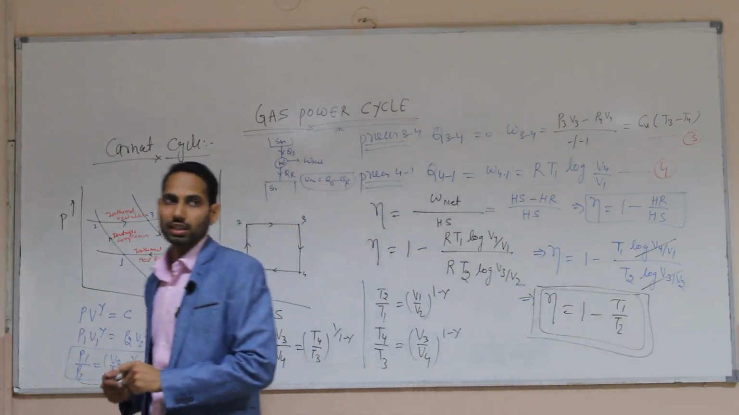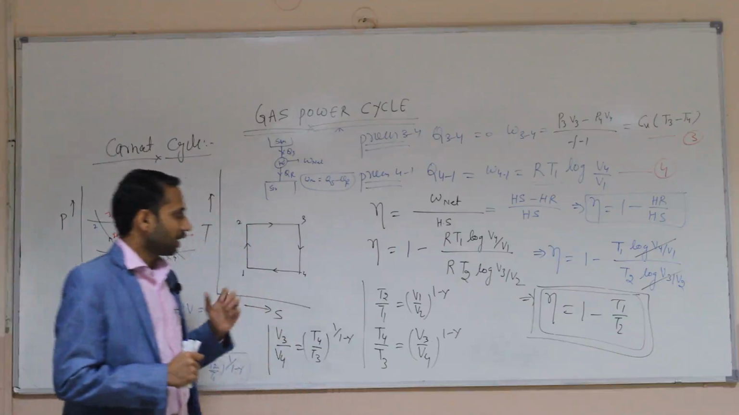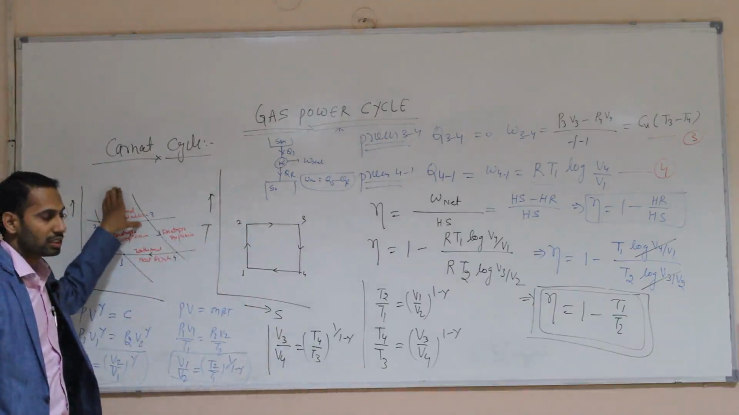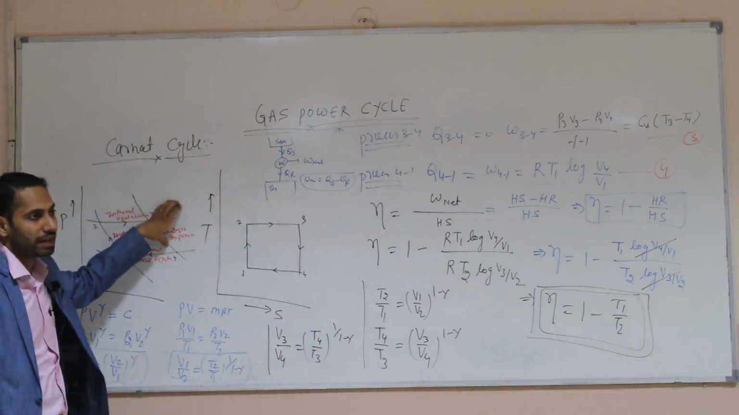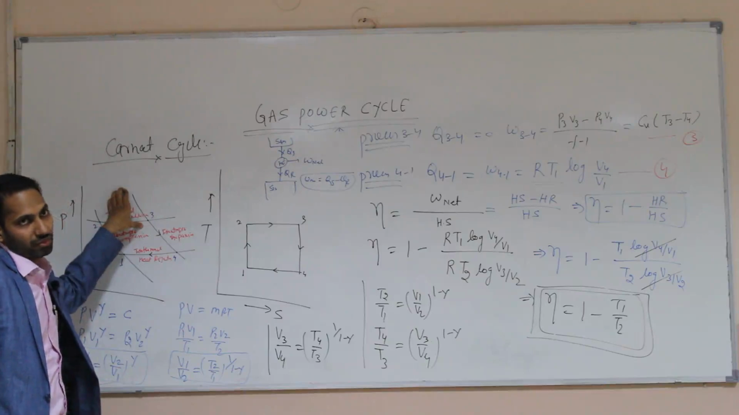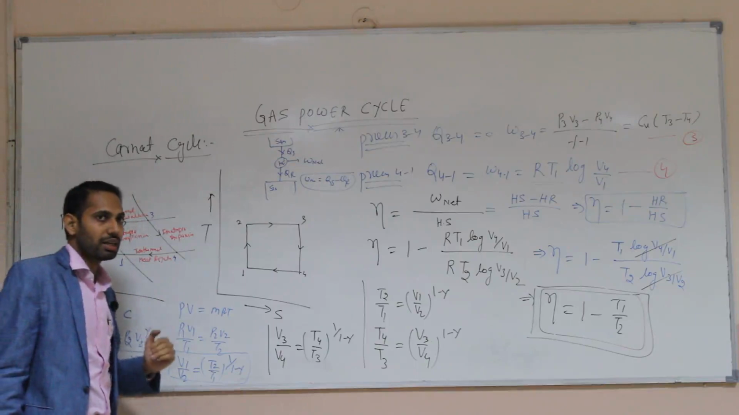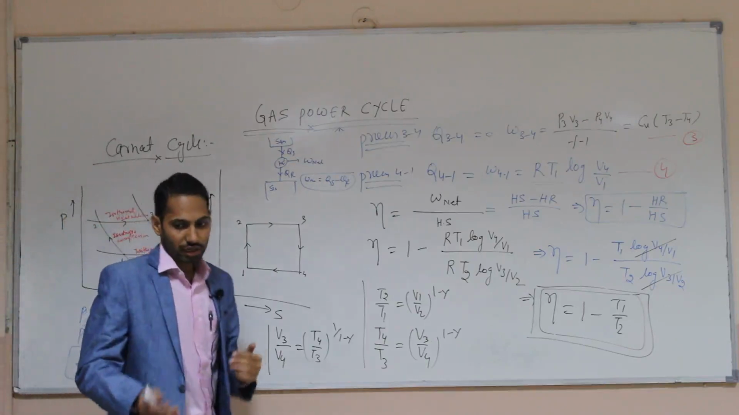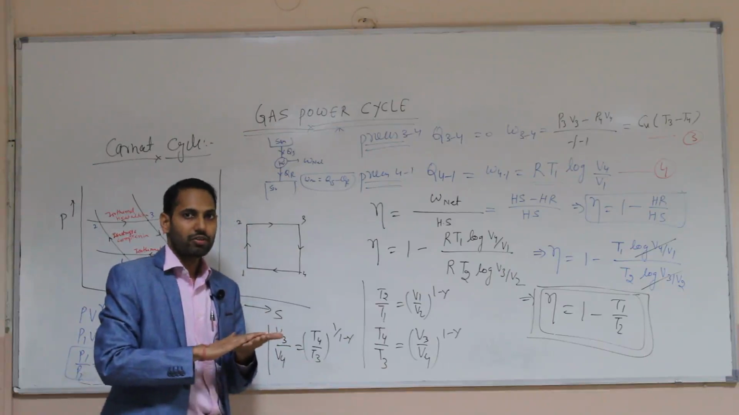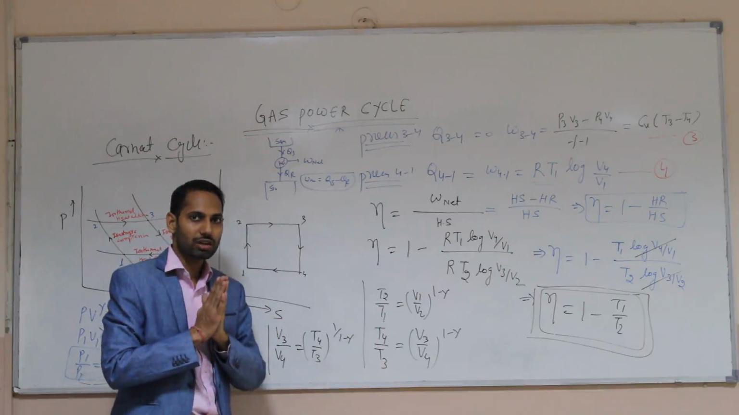Why is this cycle practically not possible? Because in the Carnot cycle there are two processes. One is the isothermal process and the next is the isentropic expansion process. Isothermal means temperature is constant, and isothermal is a very slow process. Take your palm and slowly rub it, then you will feel the temperature of the palm does not increase. That means this is an isothermal process.